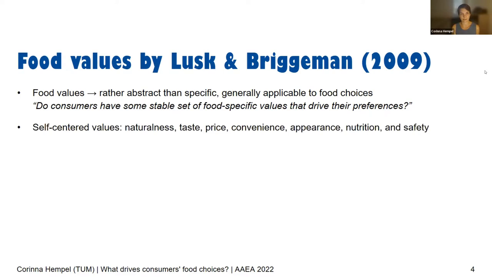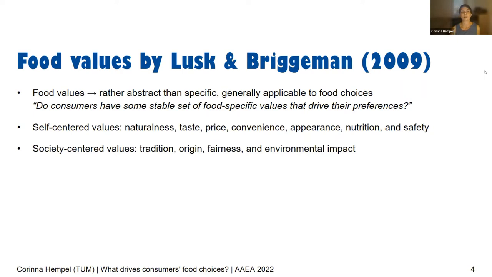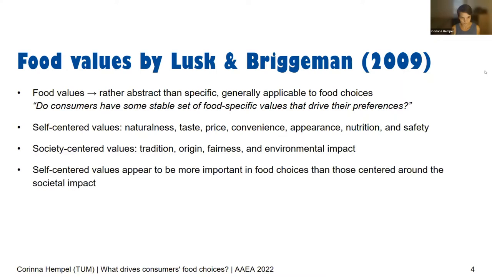They categorized the food values into categories, the self-centered values like naturalness, taste, price, convenience, appearance, nutrition, and safety, and the society-centered values that are tradition, origin, fairness, and environmental impact. So you could also call the self-centered values the more egoistic values, and the society-centered values the more altruistic values. And so far, research showed that the self-centered values appear to be more important in food choices than those that are centered around the societal impact of food choices.